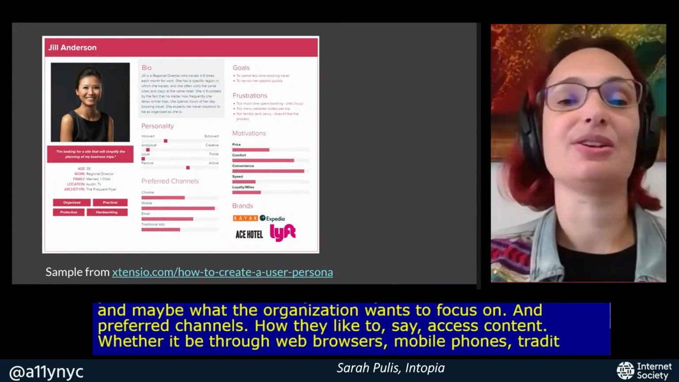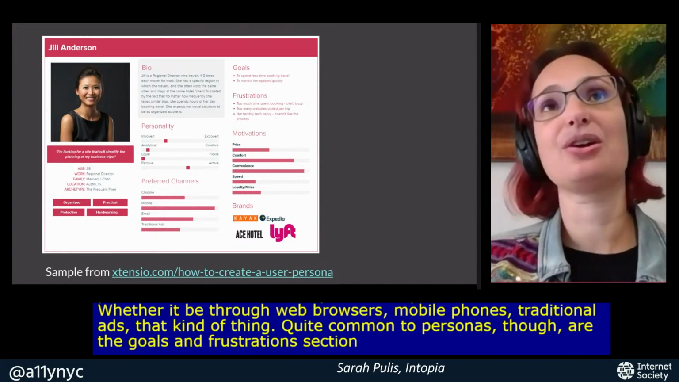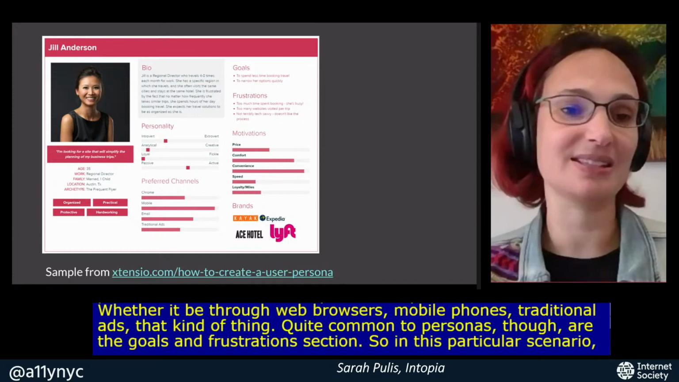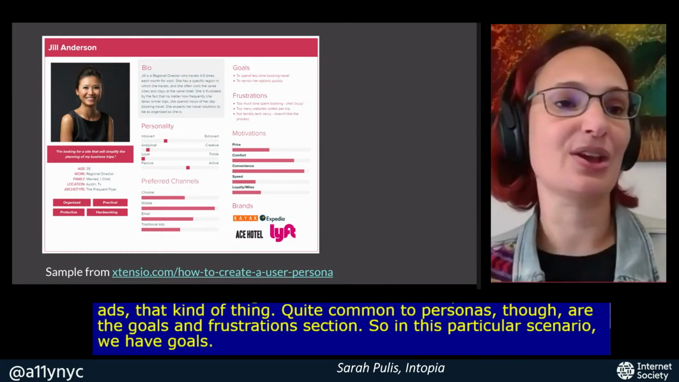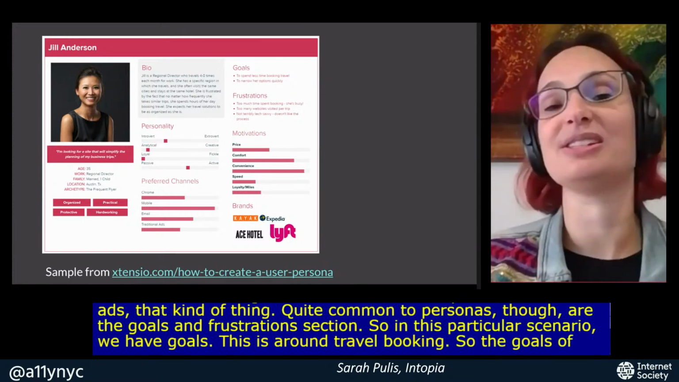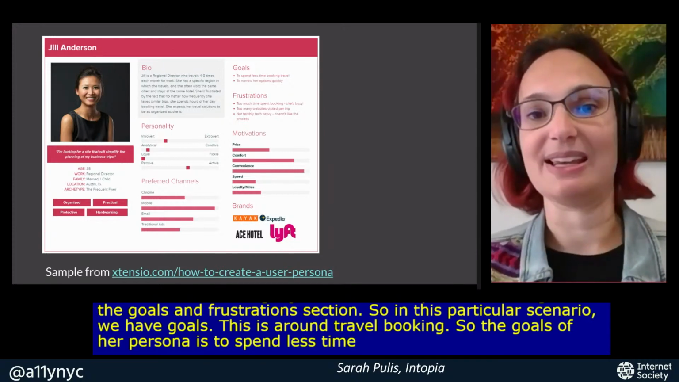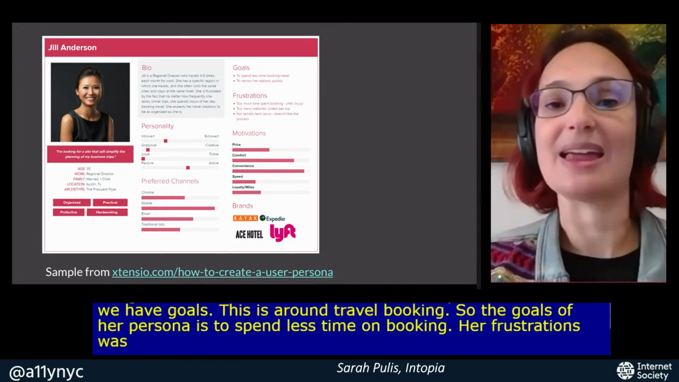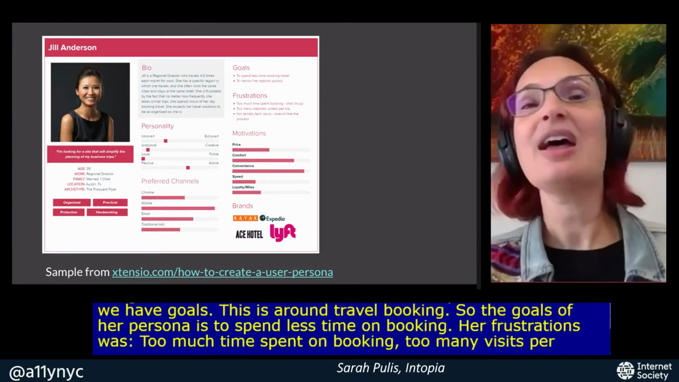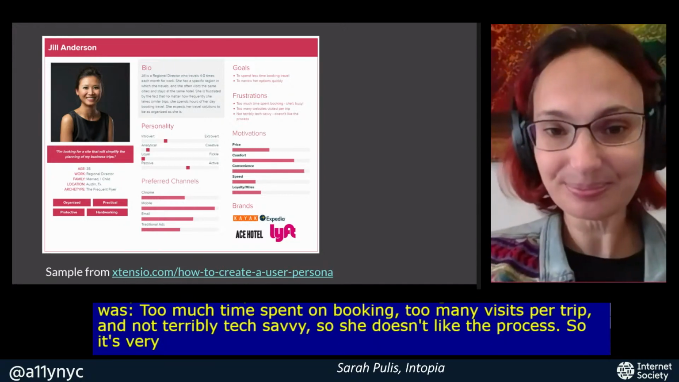Quite common to personas, though, are the goals and frustrations section. So in this particular scenario, we have goals. This is around travel booking. So the goals of Jill, our persona, were to spend less time booking travel and to narrow her options down. And her frustrations were too much time spent on booking, she's busy, too many website visits per trip, and not terribly tech savvy, so doesn't like the process. So it's very common to see goals and frustrations in relation to what you're looking at.